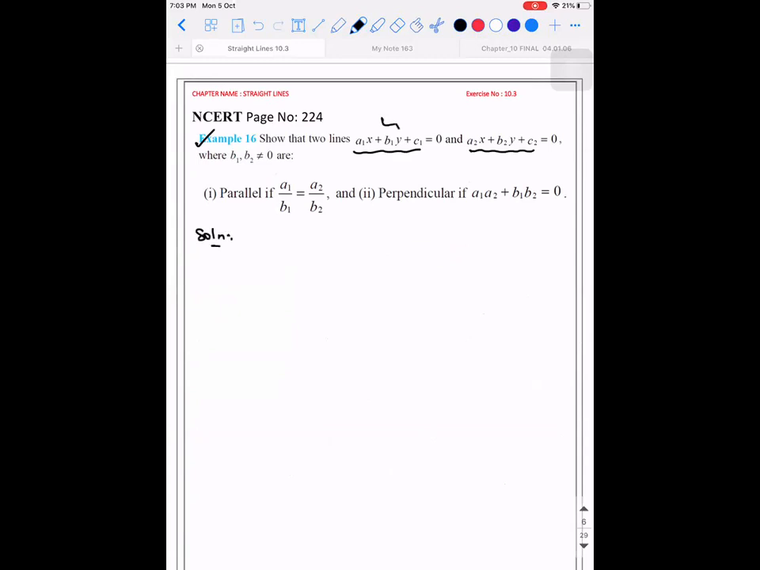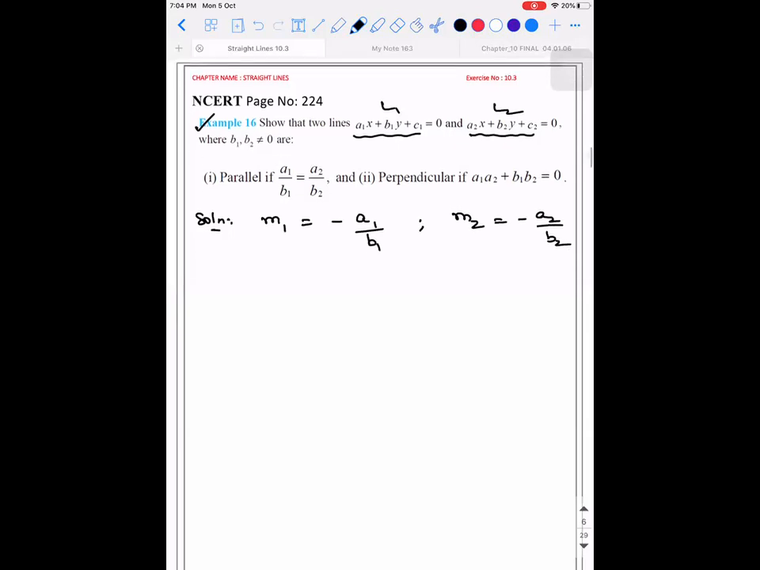So the given lines are a1x plus b1y plus c1 and a2x plus b2y plus c2. So what is the slope of the first line? I already told you, minus a1 by b1, negative of coefficient of x divided by coefficient of y. Similarly, what will be the slope of m2? Minus a2 by b2, right?